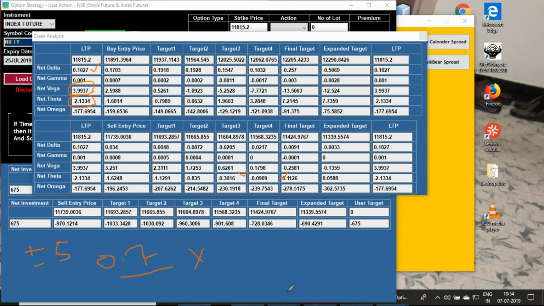Too much reduction of theta doesn't serve any purpose, and too much theta also doesn't serve any purpose. The same applies to Vega. Maintain Vega at a level of plus 5 to minus 5. That is also a great thing you can achieve from these strategies. If you add more Vega, more theta, more delta, it is always dangerous. At the same time, if you add less delta, less Vega, less theta, that is also of no use. The strategy will give some profit.